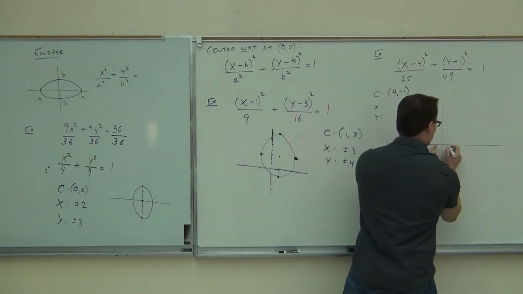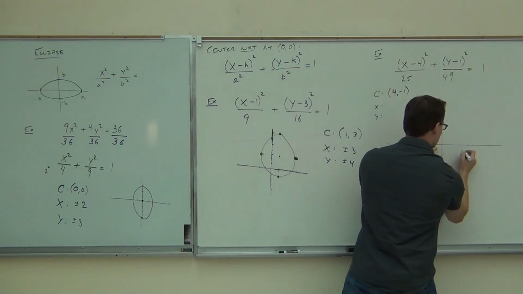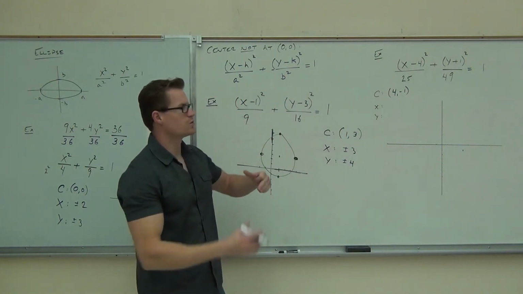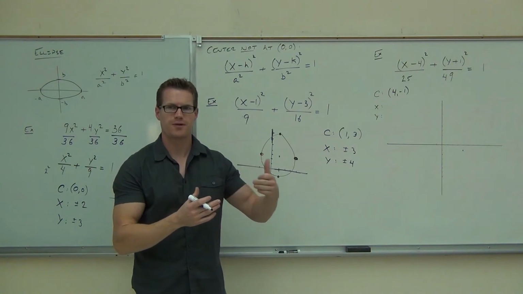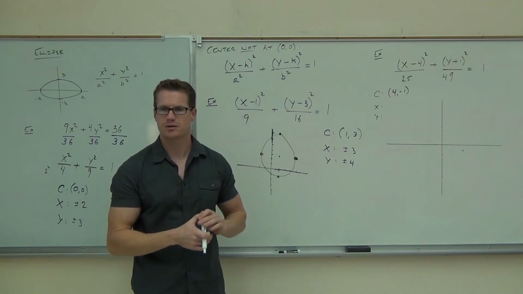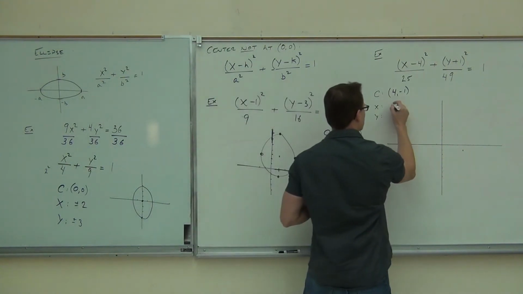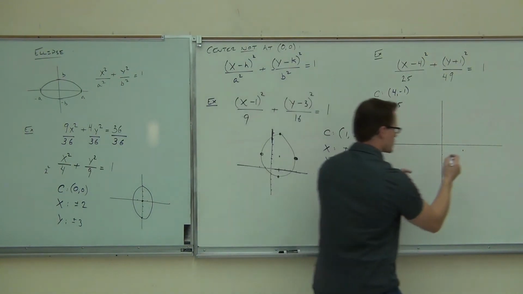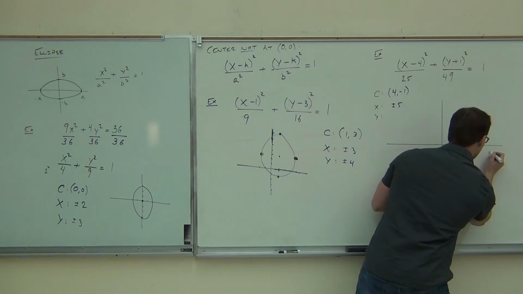So 4, 1, 2, 3, 4, down -1. How much are we going to go to the right and left? Is it 25, 5, 7, or 49? How much? 5. Sure. Plus or minus 5 in either direction here. 1, 2, 3, 4, 5.